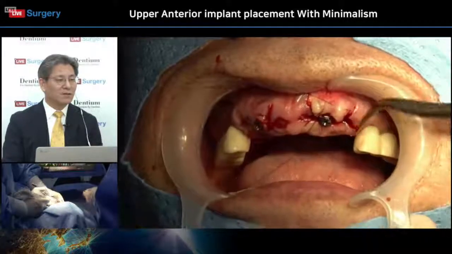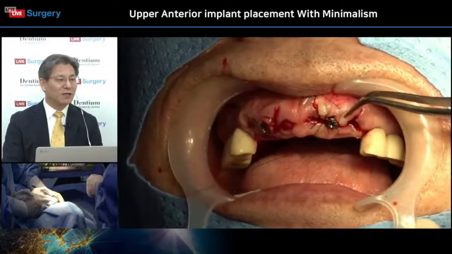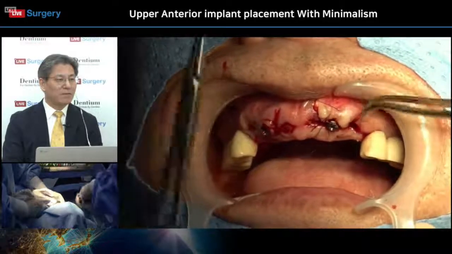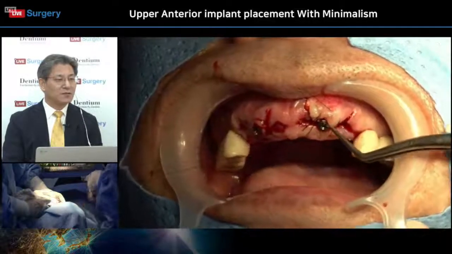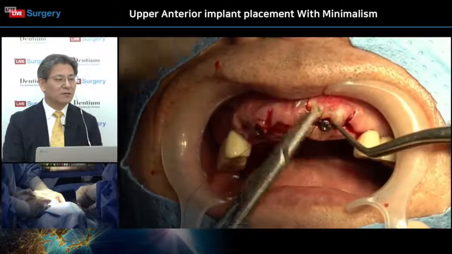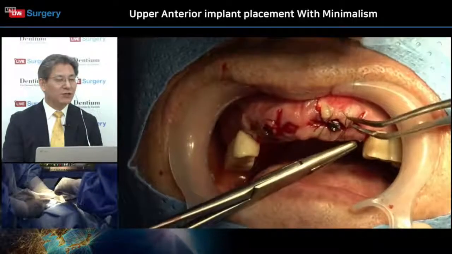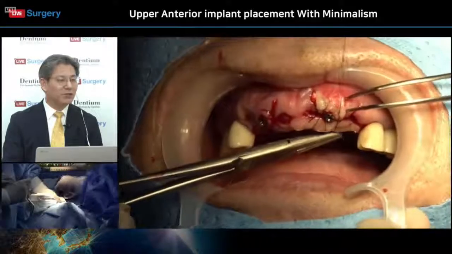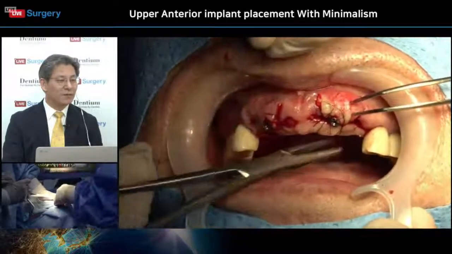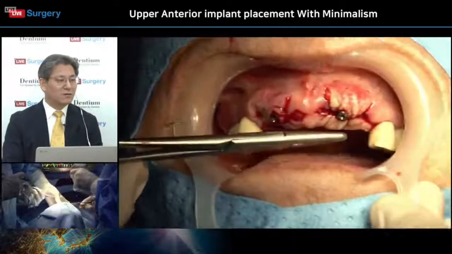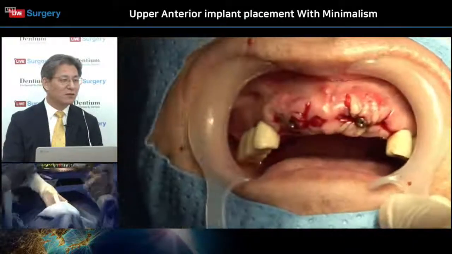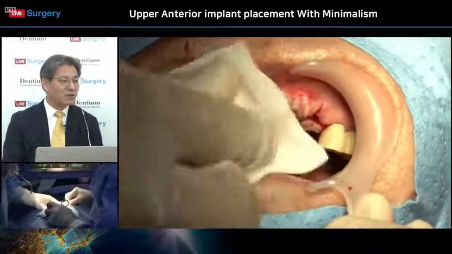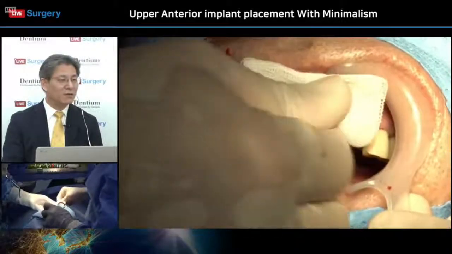So yeah, it is a modified suture technique. These sutures promote better adaptation of each part of the flap. So yeah, very nice, good. The adaptation can be seen.